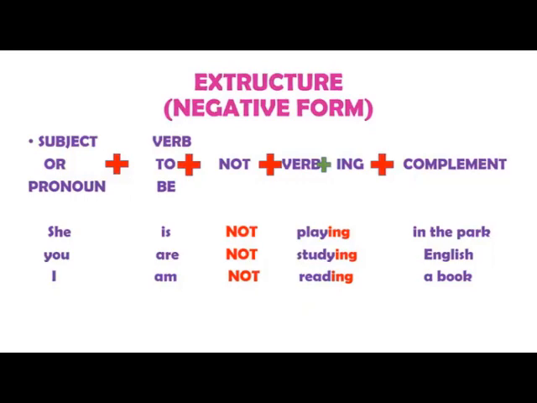¿Puedes darte cuenta que después del verbo to be se encuentra la palabra not? Esa es su posición. Ese es el lugar que corresponde. Para hacer una oración negativa, el not va a ir después del verbo to be, pero antes del verbo principal. She is not playing in the park. You are not studying English. I am not reading a book.